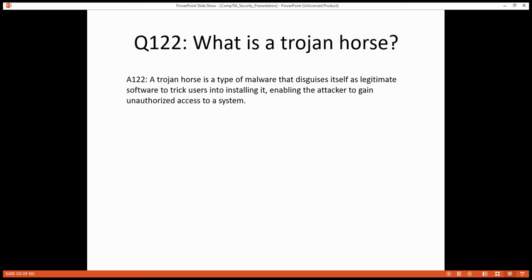Q122. What is a Trojan horse? A122. A Trojan horse is a type of malware that disguises itself as legitimate software to trick users into installing it, enabling the attacker to gain unauthorized access to a system.